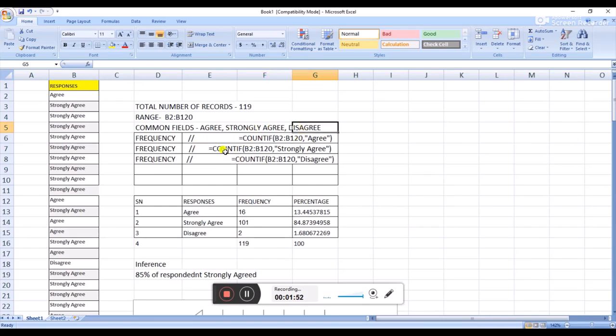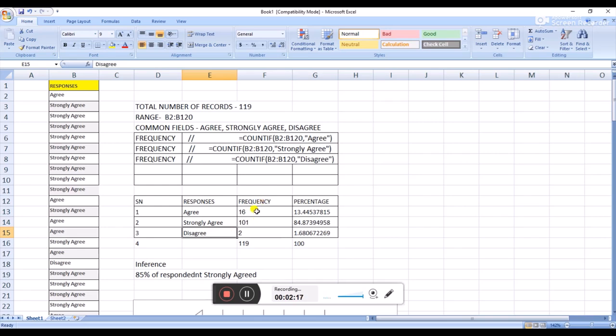Here I just decided to show the formula that is used. I use the COUNTIF, then I mention the range, then the keyword for agree, the keyword for strongly agree, and for disagree. Having this here will bring exactly what we're looking for. So I have a table here with serial number and the responses. The common ones are agree, strongly agree, and disagree.